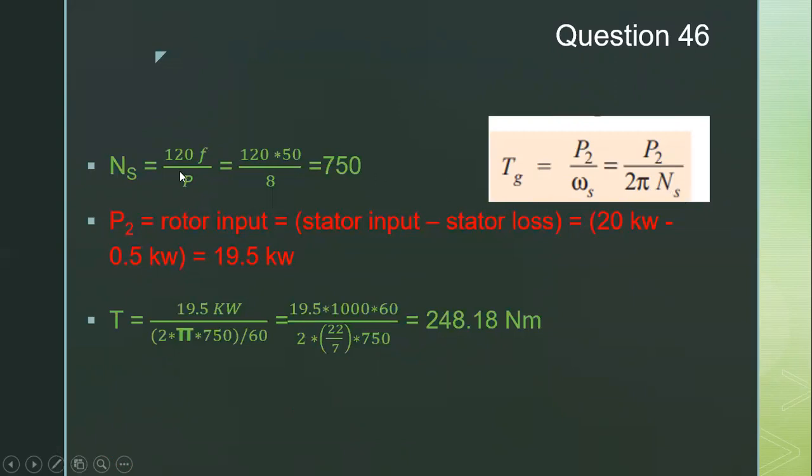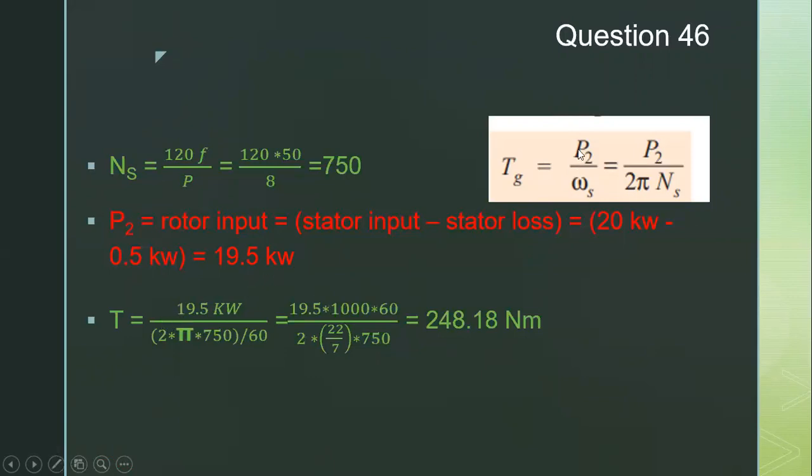Ns is 120f by P, 120 into 50 divided by 8, you will get 750. Then you have to find P2, the rotor input. Rotor input is equal to stator input minus stator loss. Stator loss is given as 0.5 kilowatt, so subtracting it from the stator input gives the stator output, which equals the rotor input. 20 kilowatt minus 0.5 kilowatt is 19.5 kilowatts. So rotor input will be 19.5 kilowatt.